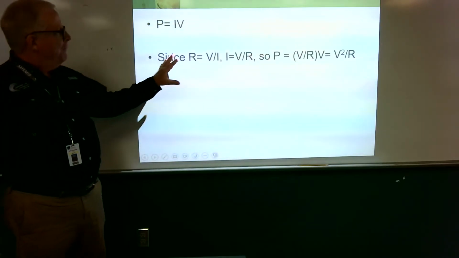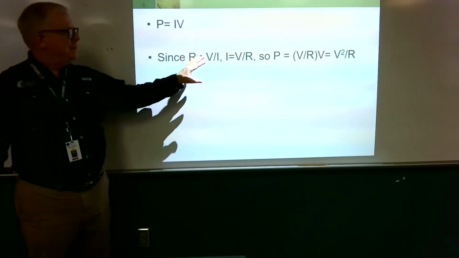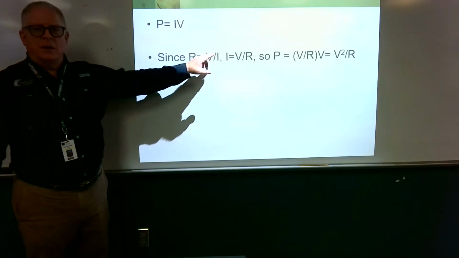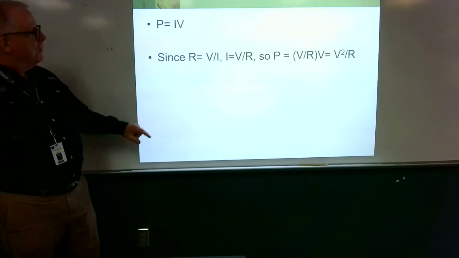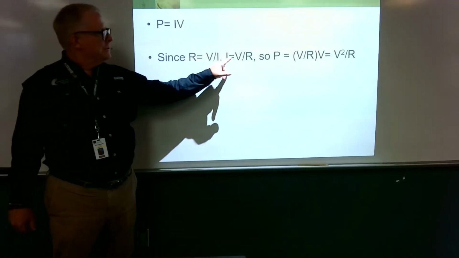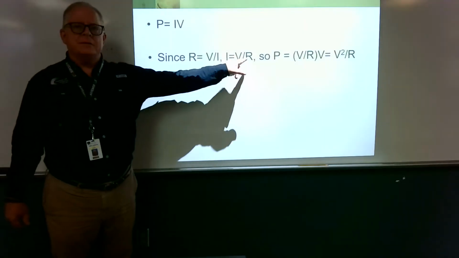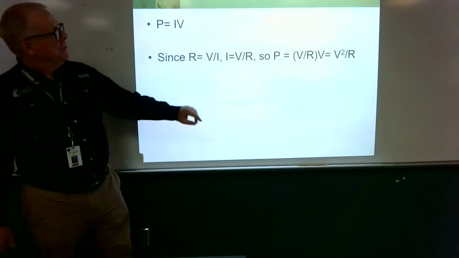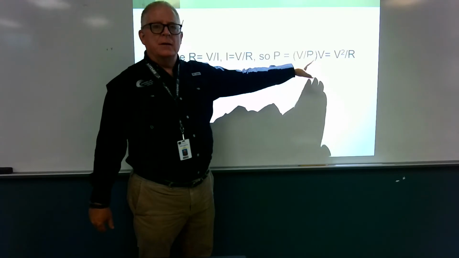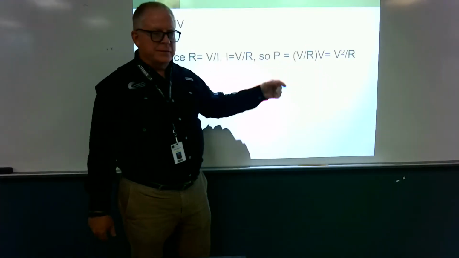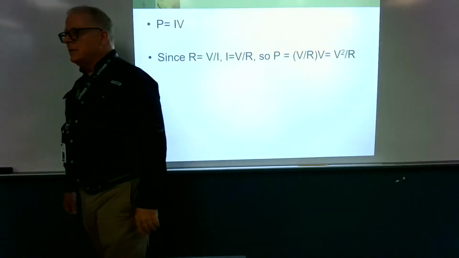For example, we know from the definition of resistance that it's equal to the potential difference across the circuit divided by the current flowing in that circuit. So therefore, the current is equal to the voltage divided by the resistance. And so the power must equal the voltage divided by the resistance, that's the current, times the voltage, which gives us the voltage squared divided by the resistance.